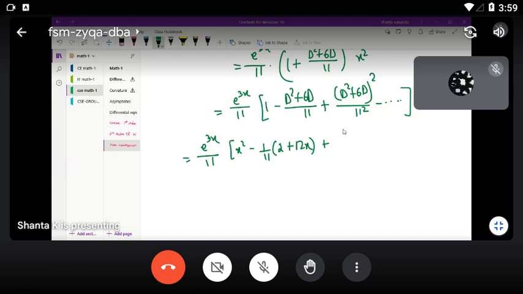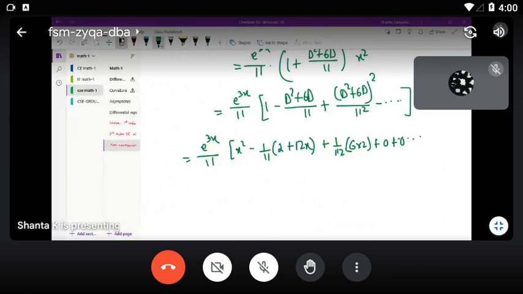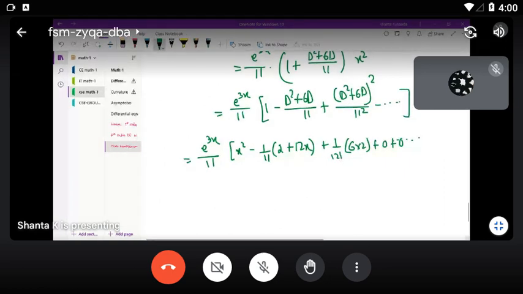So only 6d square term we will take care of, other terms will be 0. So 6d square will be 2, 6 into 2. Okay. And other terms are 0. So here we have 1 by 11. 11 square is 121. Okay. So I think you have the answer. I didn't write the d cube terms because they will be 0.